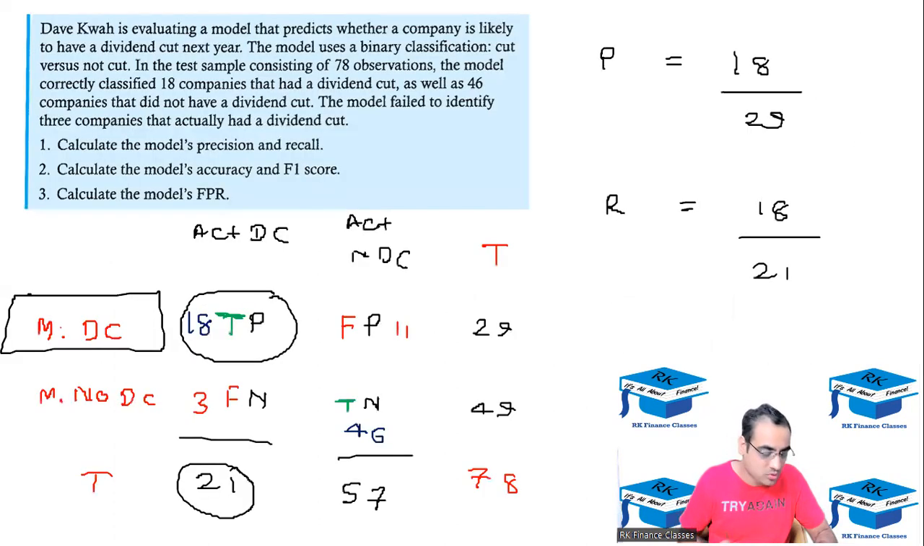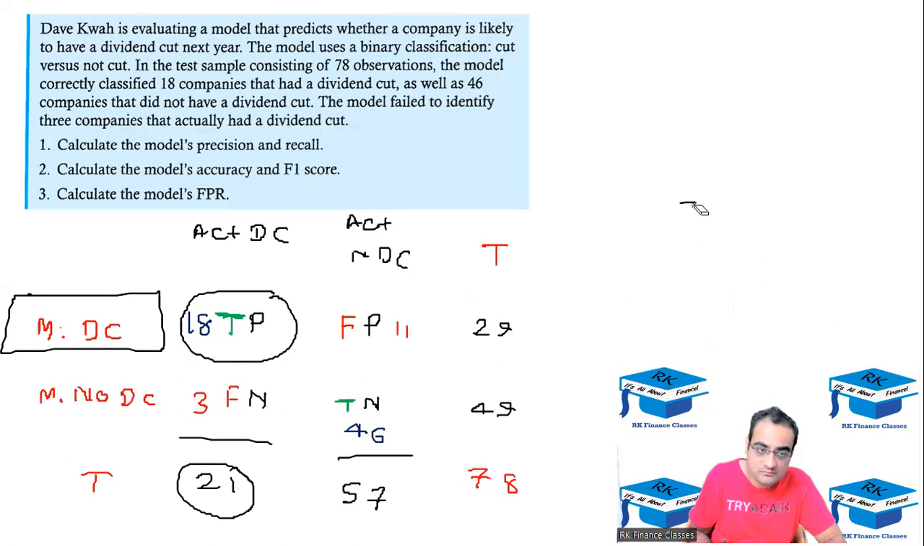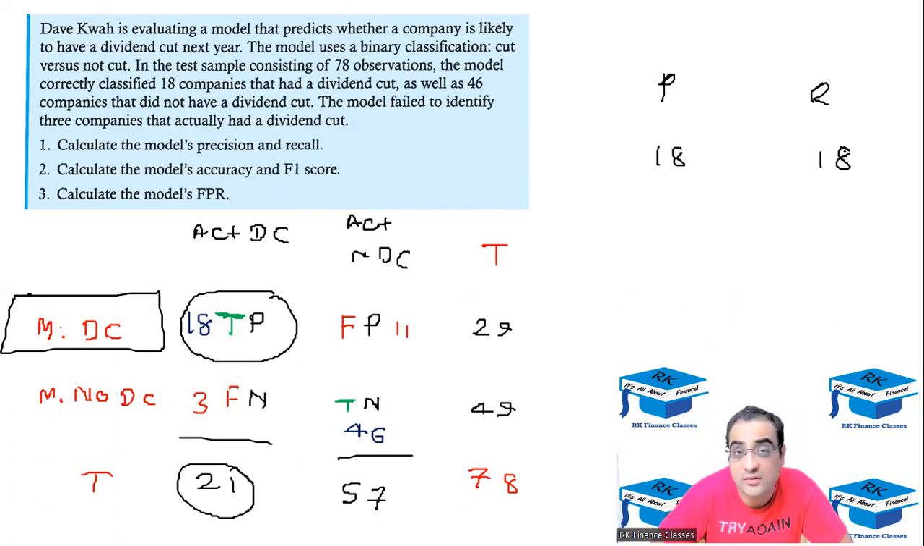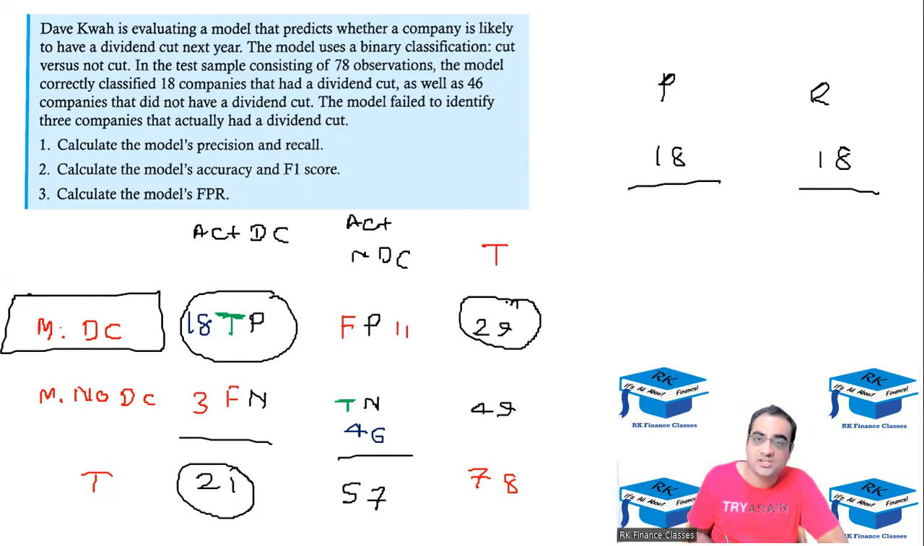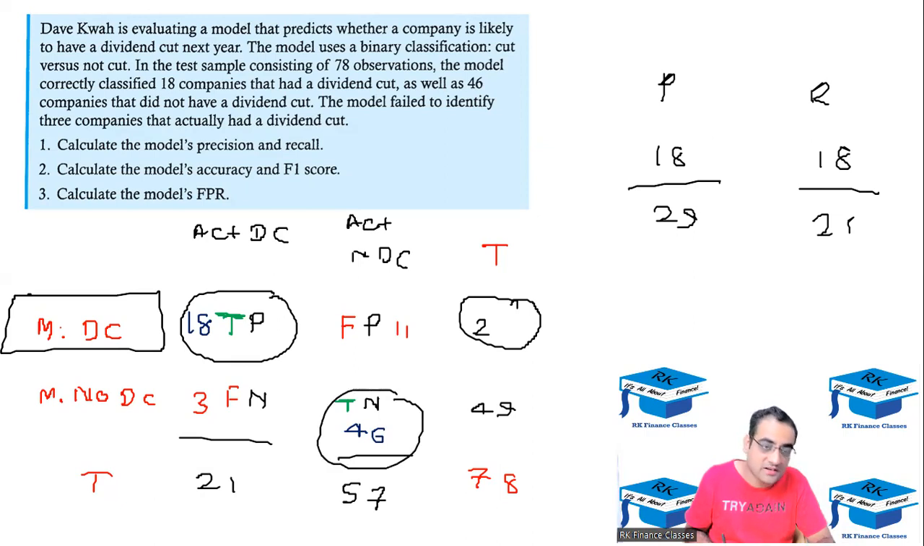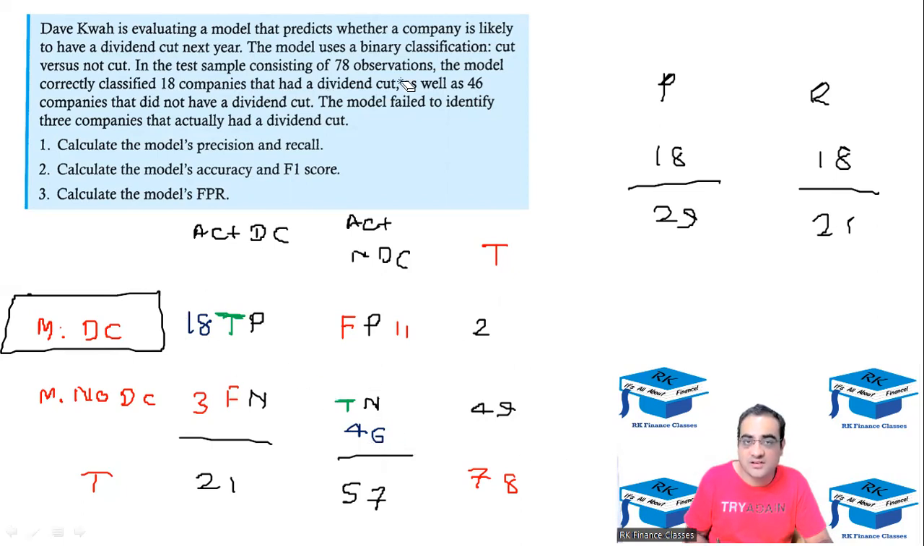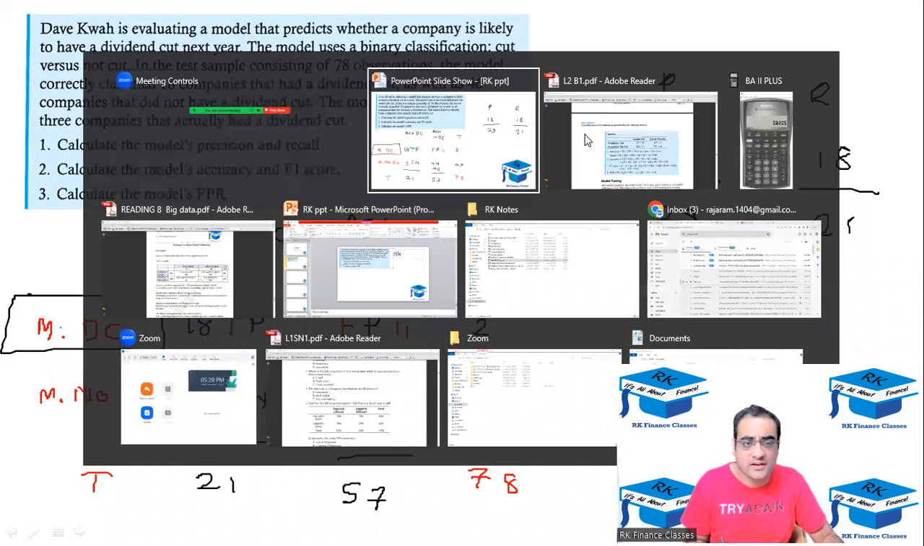Let me look at it one more time. In both precision and recall, we look at the 18 only in the numerator, that is, the accurate defaults, the accurate dividend cuts. In precision, the denominator is how precise the model was: the model made 29 predictions, out of which 18 were accurate, so 18 upon 29. In recall, out of total defaults or dividend cuts of 21, 18 were identified properly, so 18 out of 21 is the recall. Hope that is clear, precision and recall. And accuracy was the easiest: the correct ones, 18 and 46, out of the 78, that was accuracy. So accuracy, precision, recall, I hope that's clear. Now let's calculate this 18 out of 29, 18 divided by 29.